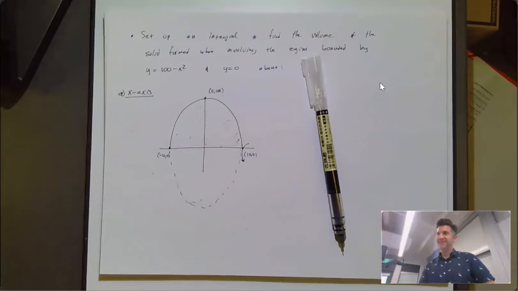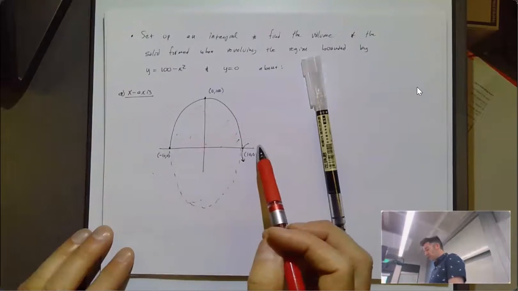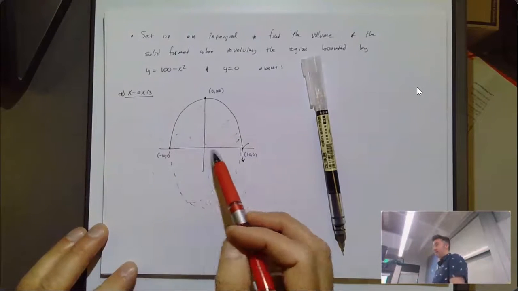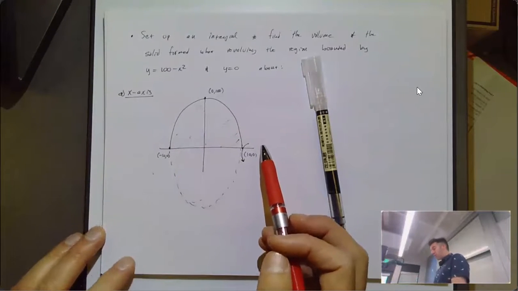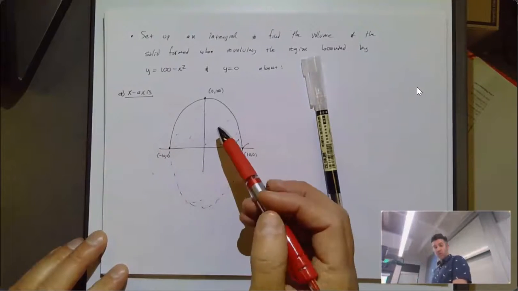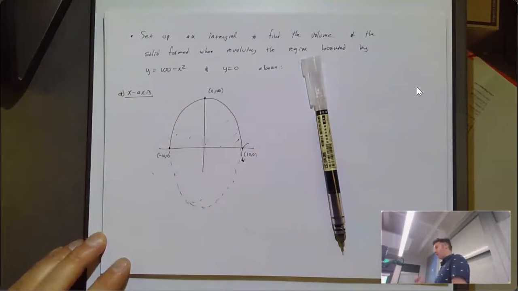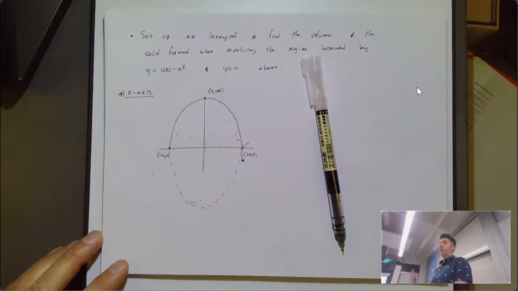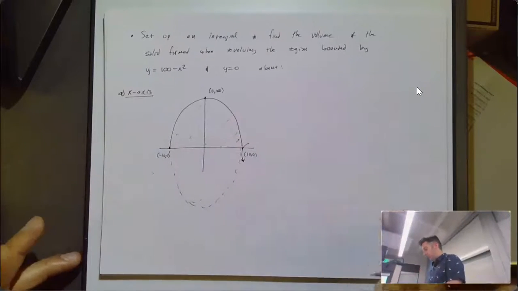Yeah, we're definitely using discs because the region has the x-axis as one of its boundaries, or you can also say that there's no space between the region and the x-axis, or a third way I like to phrase it is the region is flush with the axis of rotation. So we're definitely using the disk method.